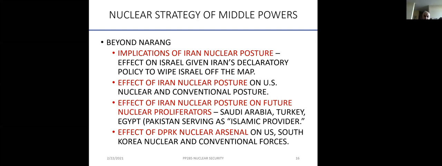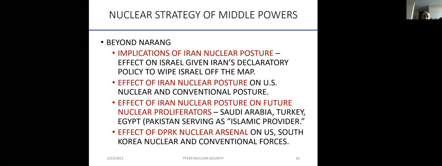Effect of Iran's nuclear posture on future nuclear proliferators, on the Saudis, on Turkey, on Egypt, with Pakistan serving as an Islamic provider. Now, note, Pakistan is the only Muslim country that has nuclear weapons. And it gives them a certain prestige in the Muslim world. So would Pakistan want to see other Muslim countries have nuclear weapons?